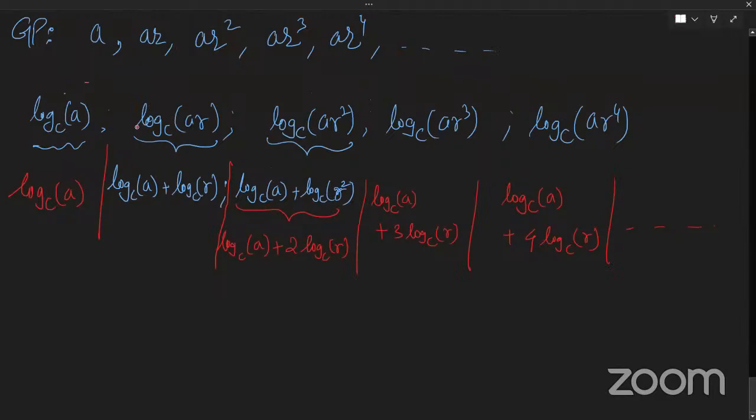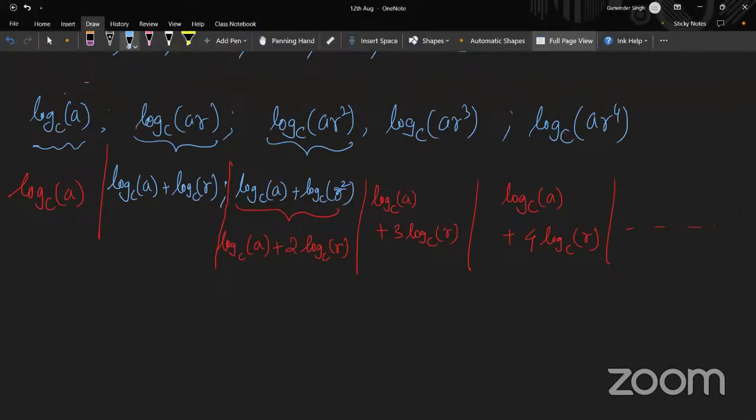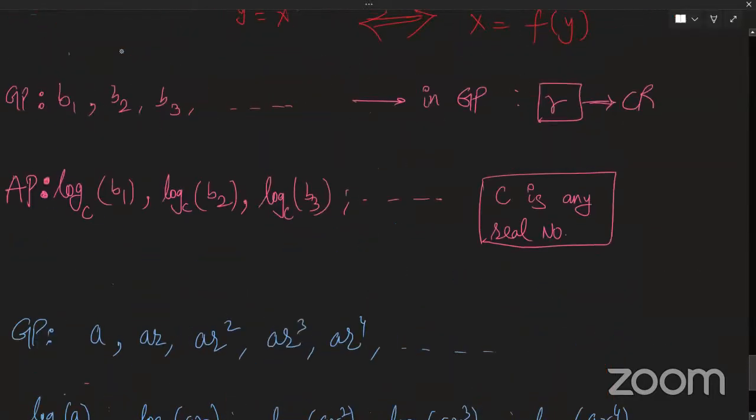Okay, fine. So everyone got this, right? So basically, when I take logarithm, my GP will change into an AP. Fine.